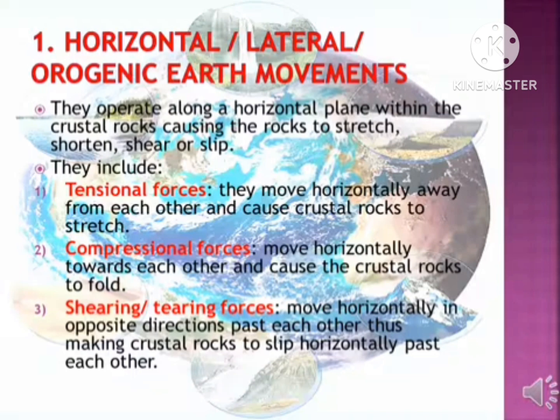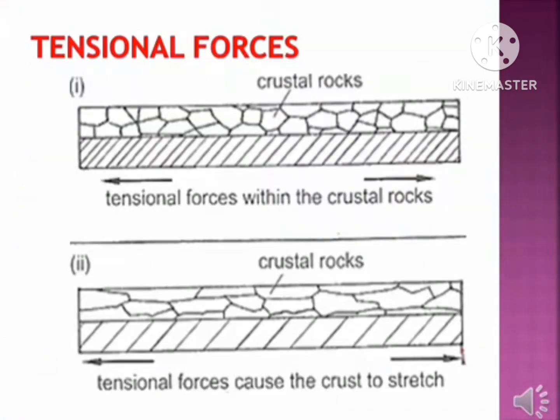Secondly, we have compressional forces, and these also move in a horizontal manner but towards each other and cause the crust rocks to fold. Finally, number 3, shearing or tearing forces, and these move horizontally in opposite directions but past each other. Therefore, they make the crust rocks slip horizontally past each other. The tensional forces can be presented in the sketch in this slide.